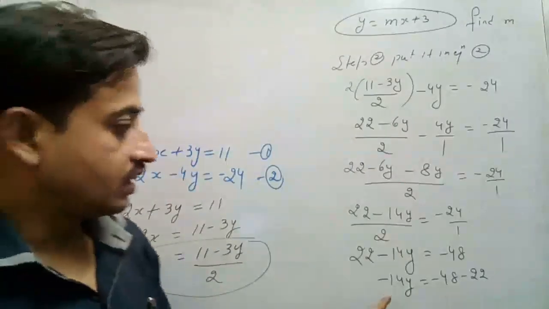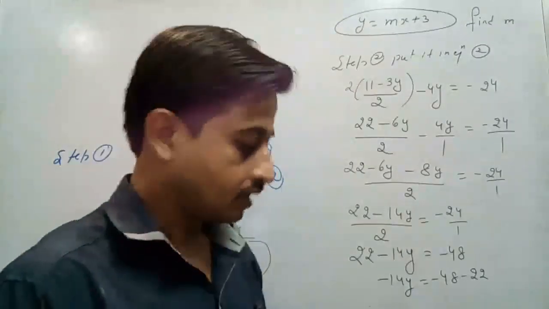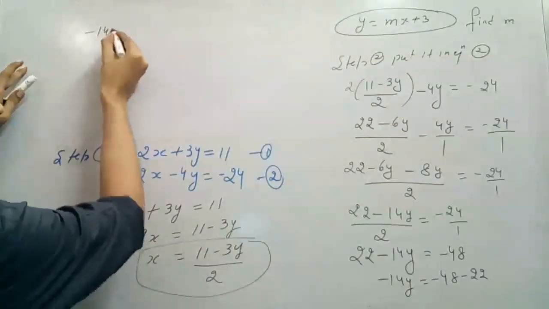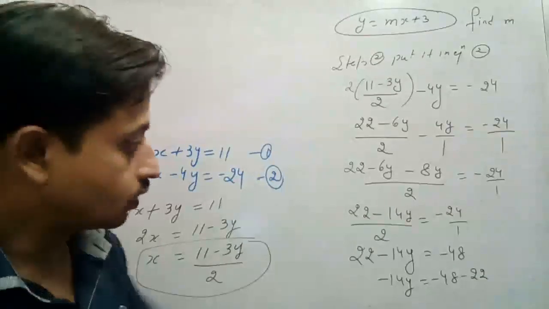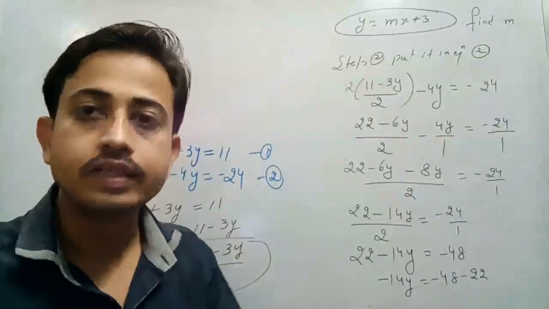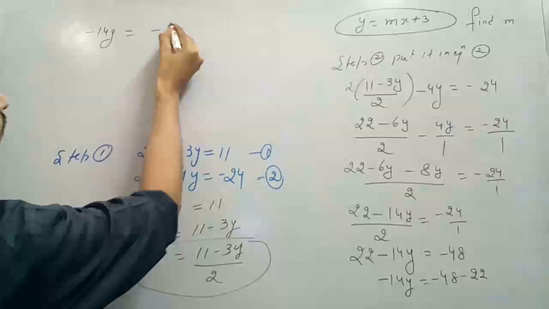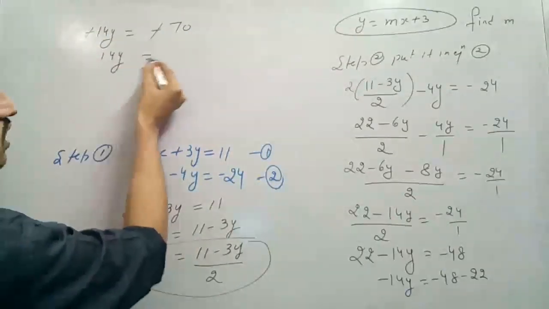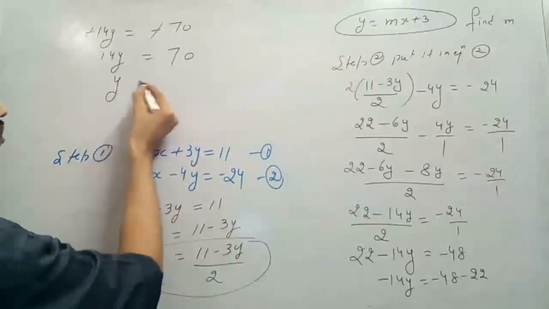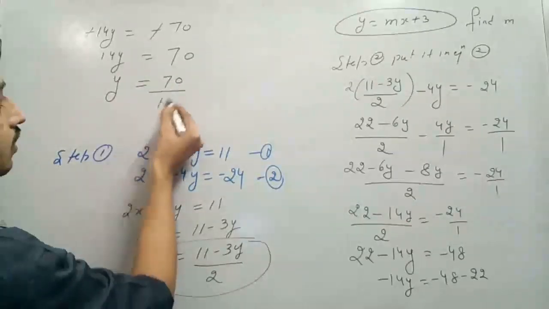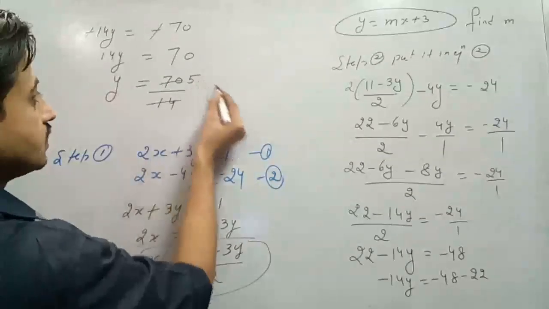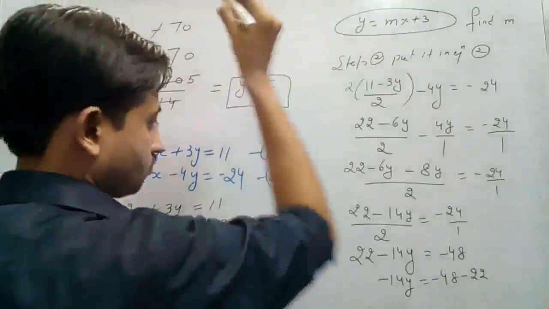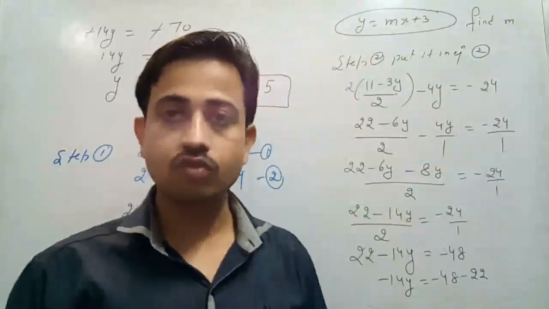So minus 14y is equal to minus 48 and minus 22, which means minus 70. So the negatives cancel out: 14y is equal to 70. And what will be the value? 70 divided by 14. 14 fives are 70. So we get y is equal to 5. So the value of y is 5.